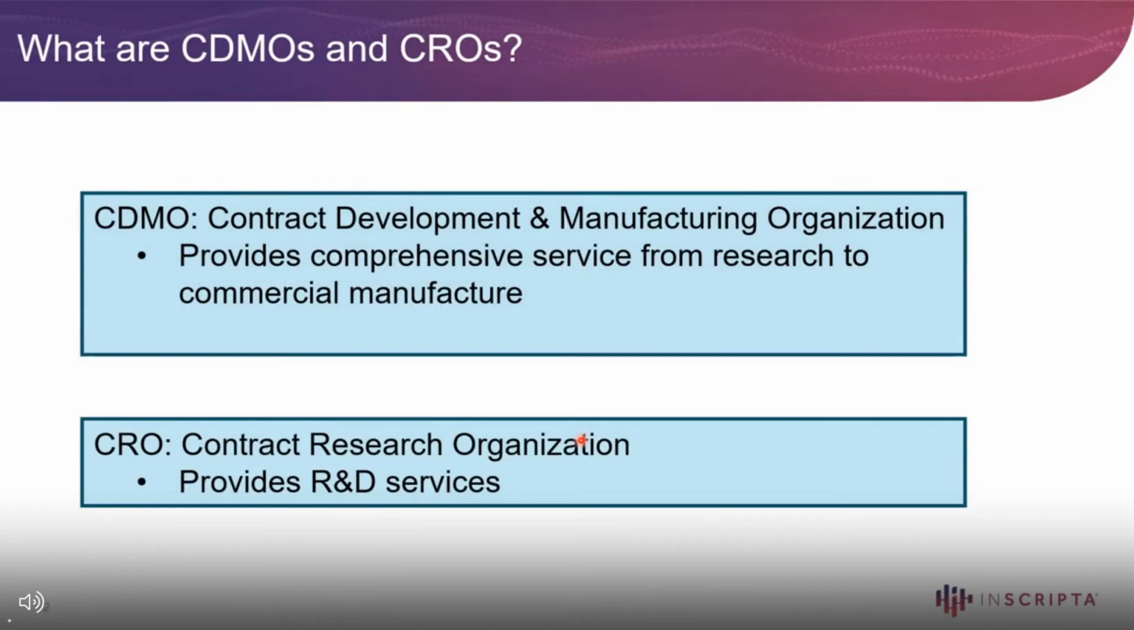So first of all, what are CDMOs and what are CROs? A CDMO is a contract development and manufacturing organization. This provides really a comprehensive service all the way from research and development to commercial manufacturing, so it oversees a large part of the product development process. A CRO is a contract research organization, and this provides R&D services or outsourced R&D services.